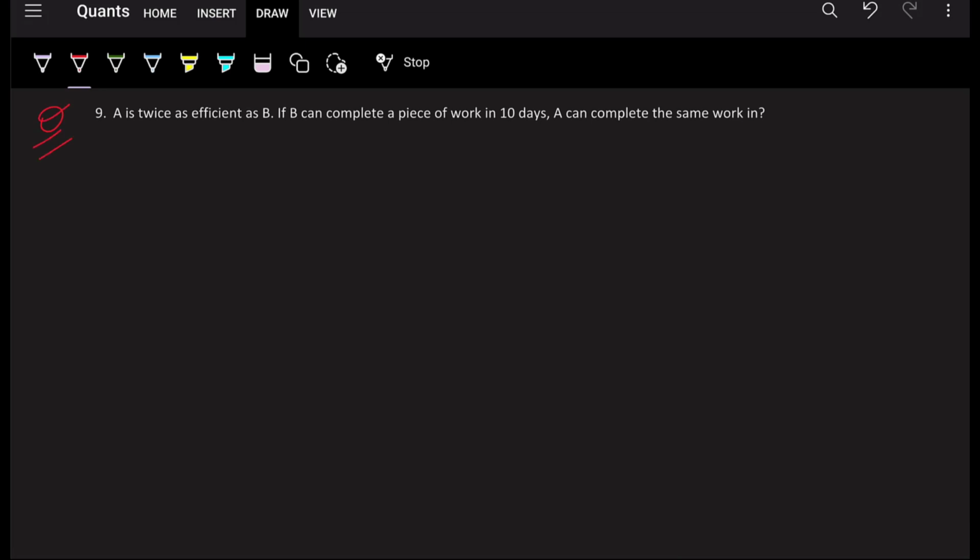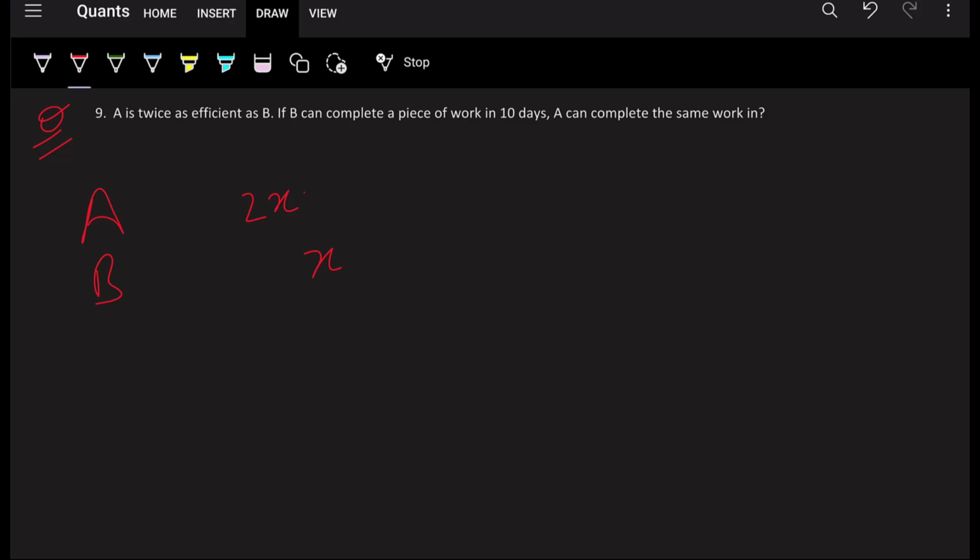The question is that A is twice as efficient as B. It is given that if the efficiency of B is X, then the efficiency of A will be what? 2X. It is given in the question.